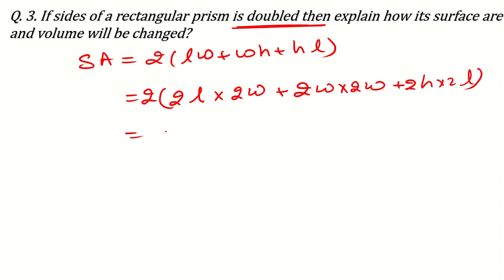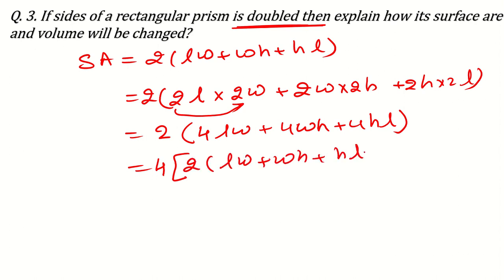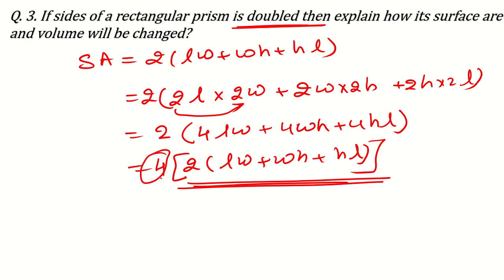Okay. So what you can see here, 2 times 2, 4 LW plus 4 WH plus 4 HL. So we can take 4 outside and it will be 4 times LW plus WH plus HL. So this was the original area, and now the new area becomes 4 times the original area. So surface area becomes 4 times.